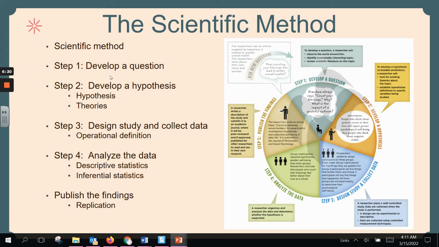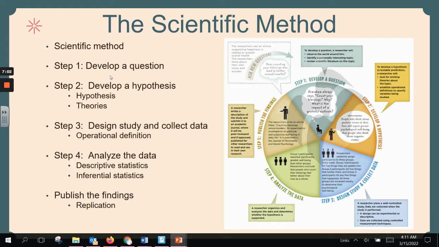And as I said, for inferential statistics, you could use SPSS, which is the computer program. And then we're going to publish the findings. We're going to write an article and submit it to a scholarly peer-reviewed journal. What that means is that all of my peers who are in the field are going to review the findings. They're going to determine whether or not the study design that I have is valid and whether or not my results are good. And then replication.